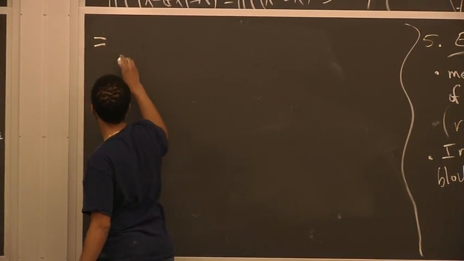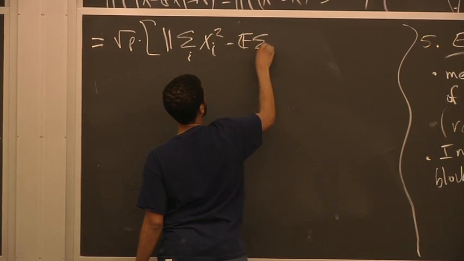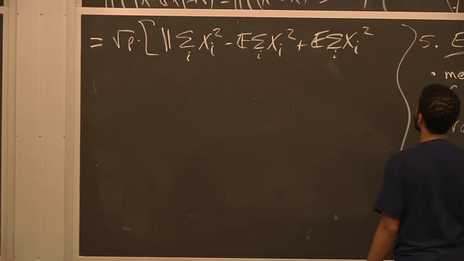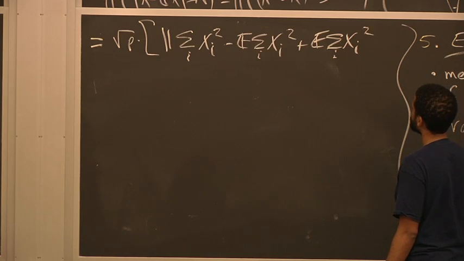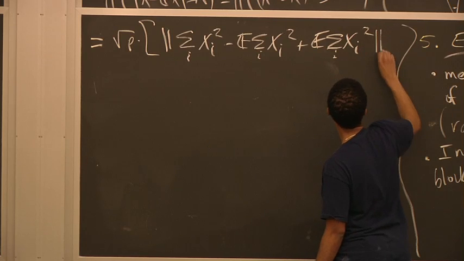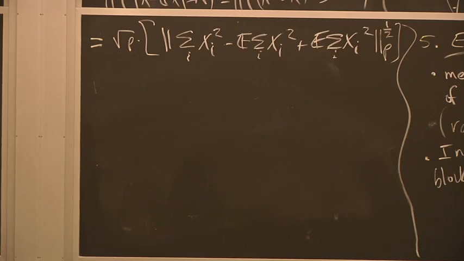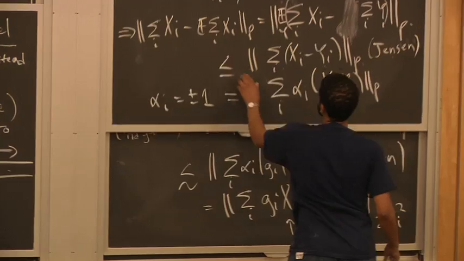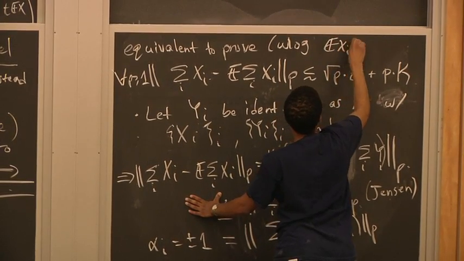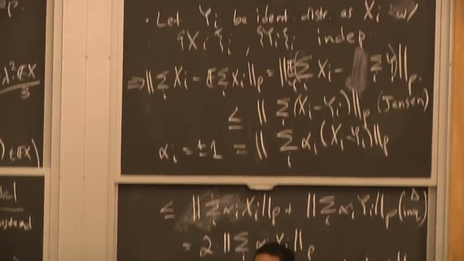And that's equal to root p times sum over i of xi squared minus expectation of sum over i of xi squared, plus the expectation of sum over i of xi squared. Good. Let me also say, without loss of generality, let's say expectation of xi is equal to 0 for all i. If that's not true, I'll replace each xi by xi minus its expectation.